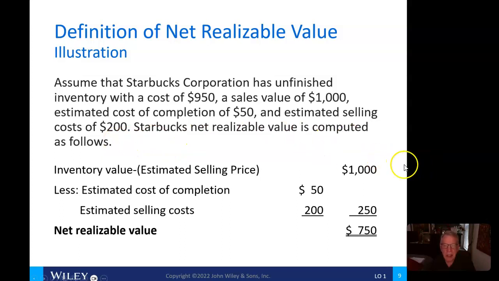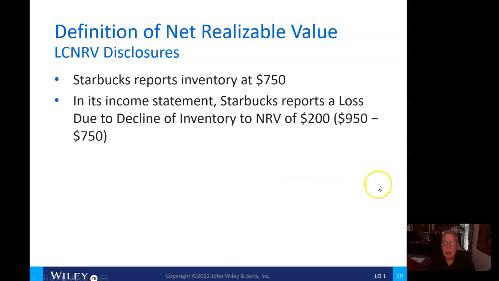First, we'll take the estimated selling price here, $1,000. We'll deduct the estimated cost of completion, $50, and the estimated selling costs, $200. Subtracted from $1,000, that gives us a net realizable value of $750. Now, they're going to report that inventory at $750.